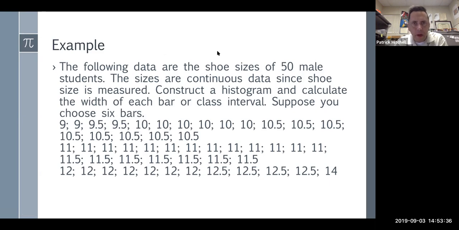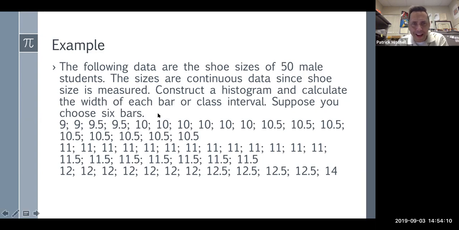But that's okay. So we're going to construct the histogram, and in order to do that, we're going to have to calculate the width of each bar, all right? And they're telling me to use 6 bars. So in a statistics class, they will often tell you how many bars to use. One thing that I like about that as the instructor is that if they tell you how many bars to use and you follow the rest of the directions, then everybody should come up with the same histogram, which makes my job a little easier.